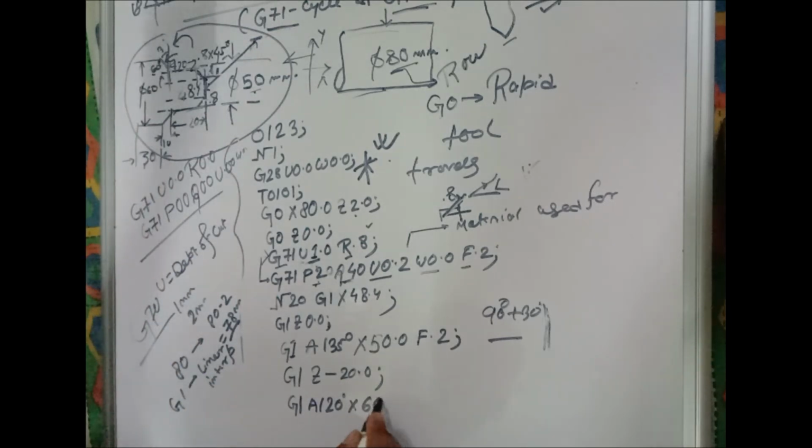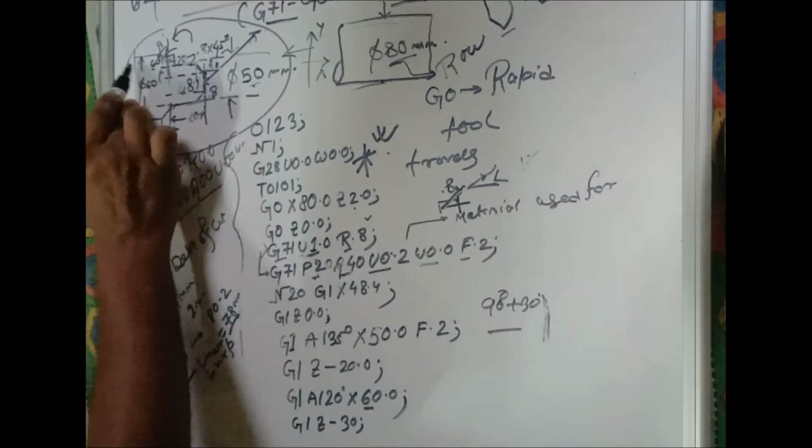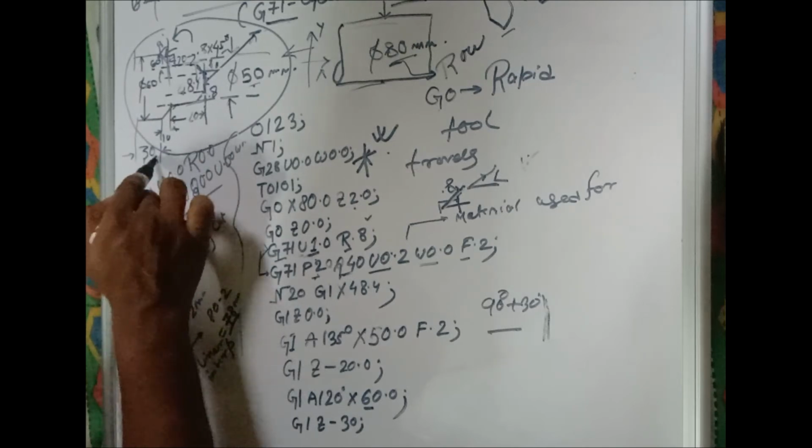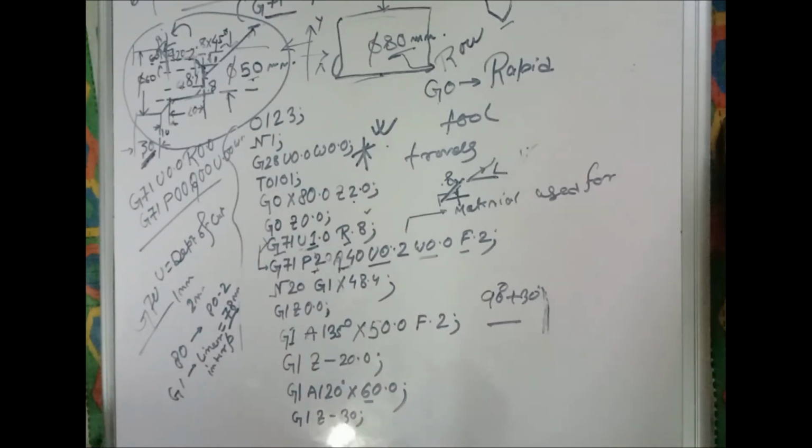What is the value of X? That is 60.0. It will cut angularly to 60 mm diameter, and we will put it here in the block. After that we will put G1 Z minus 30. It will linearly turn 30 mm, as the drawing mentions 30 mm length, sorry.